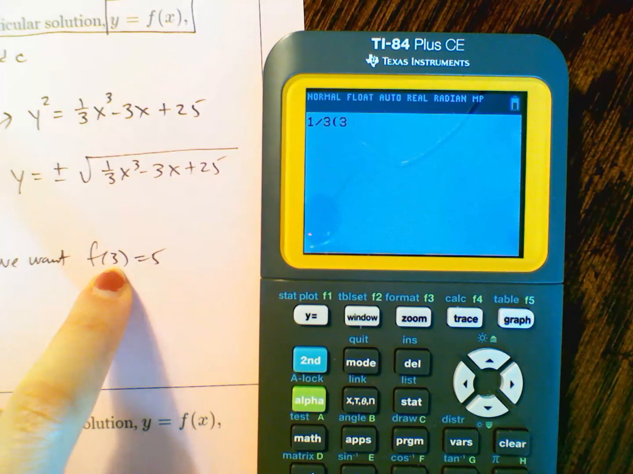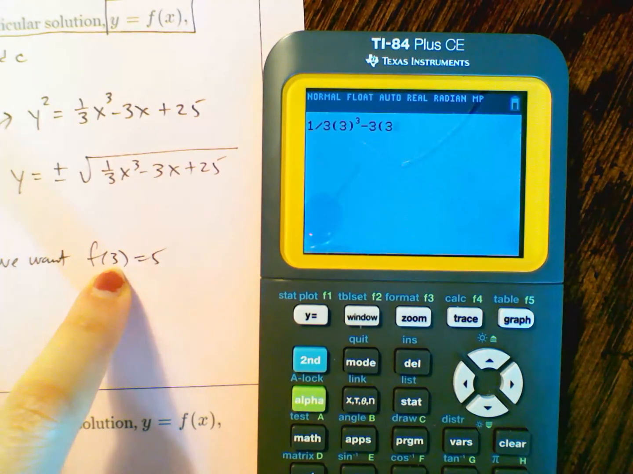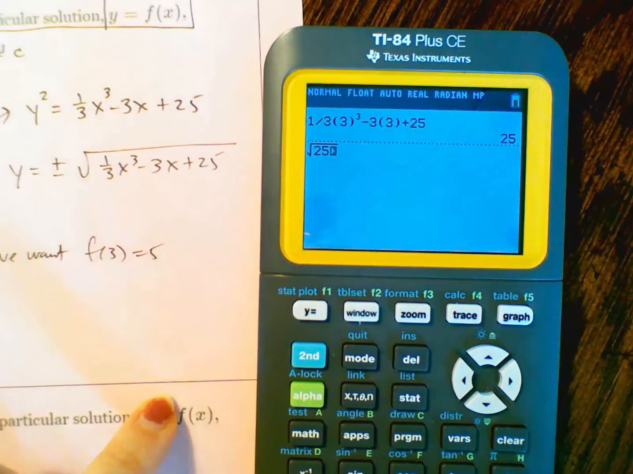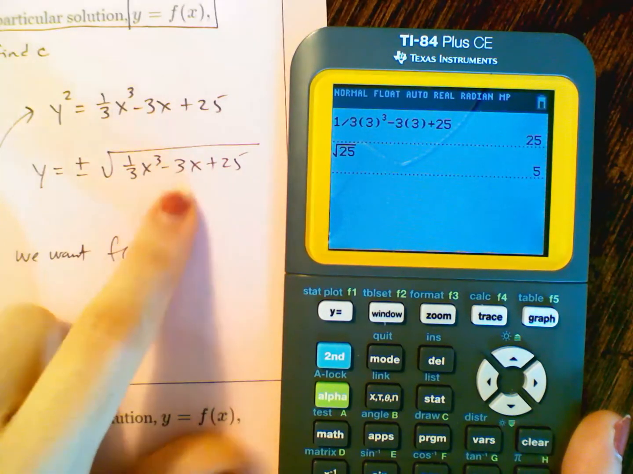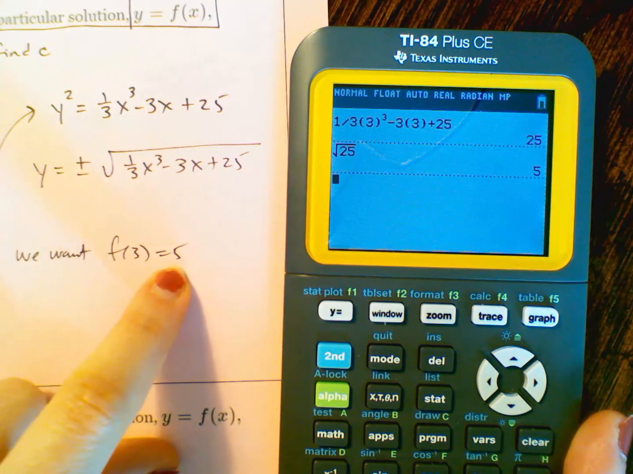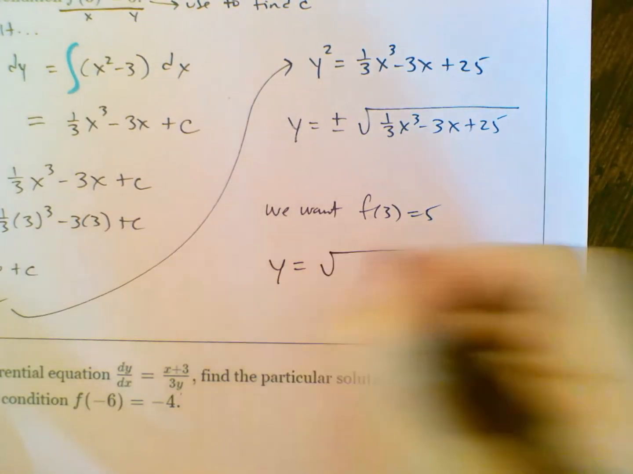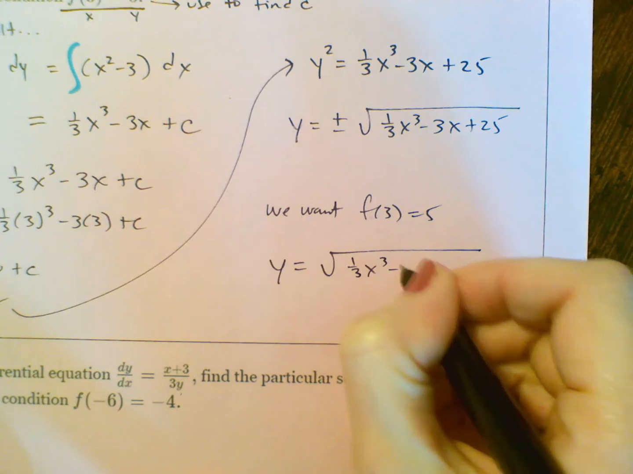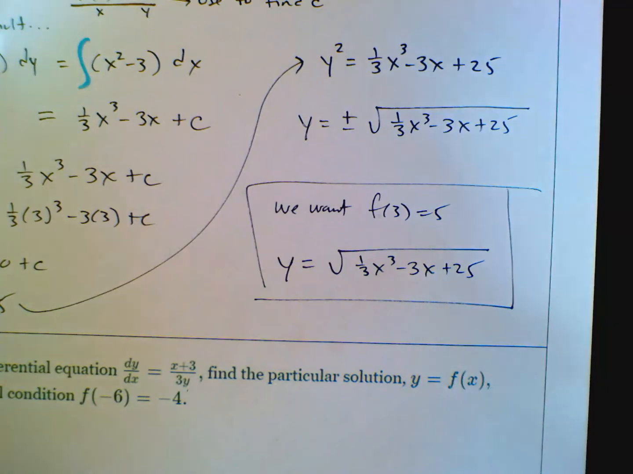3 to the third. Oh, shoot. I forgot the square root, but that's 25, and then I'd have to take the square root of it. So underneath the square root, the whole square root part does end up being 5, but do I want a plus or minus out front? I want the plus because I want this to be positive 5. So since we want f of 3 to be positive 5, it's the plus version. Okay, so that's the answer.